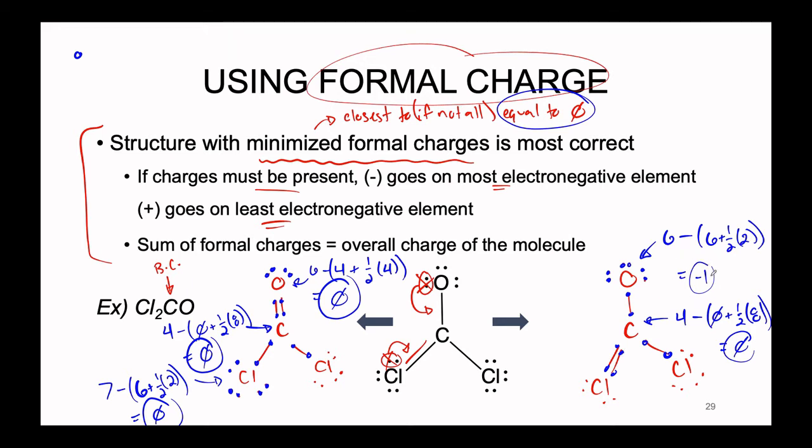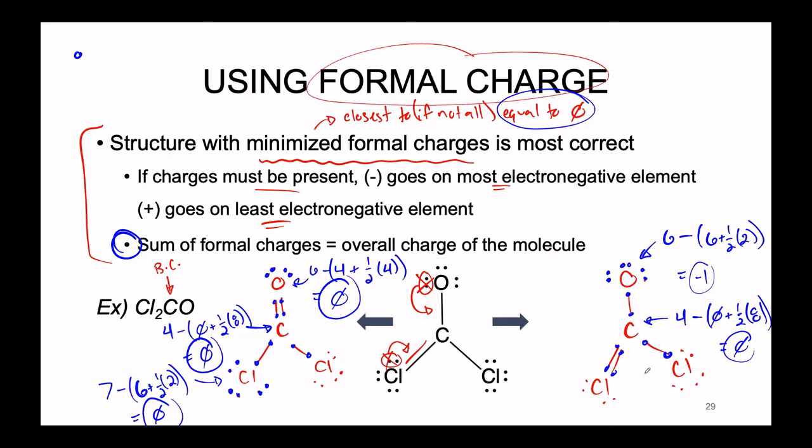So if the oxygen, though, has a -1 charge and our carbon has a 0 charge, this must mean that another element somewhere has to have a positive charge because, according to our rule over here, the sum of all of our formal charges has to equal the sum of the total molecule's charge. So there are only 2 places left.